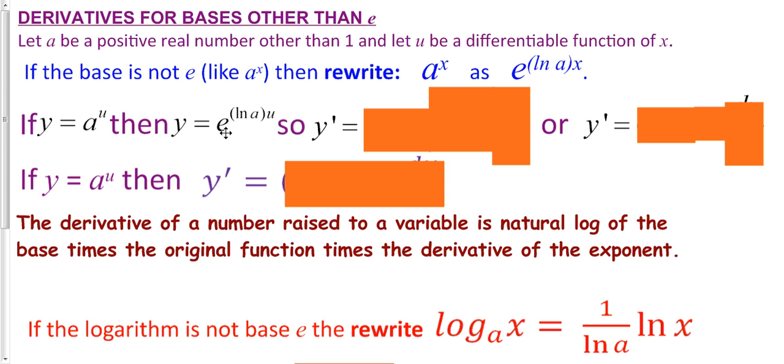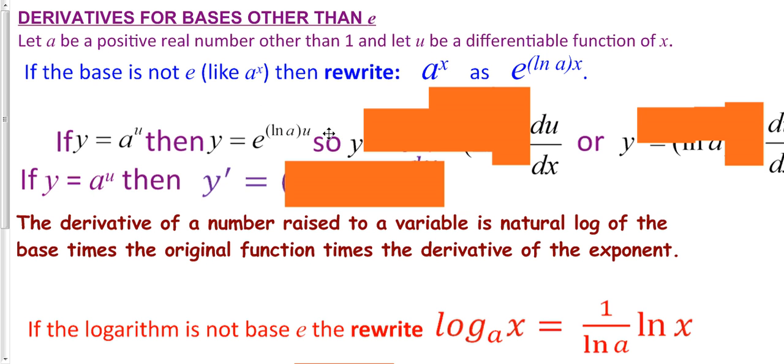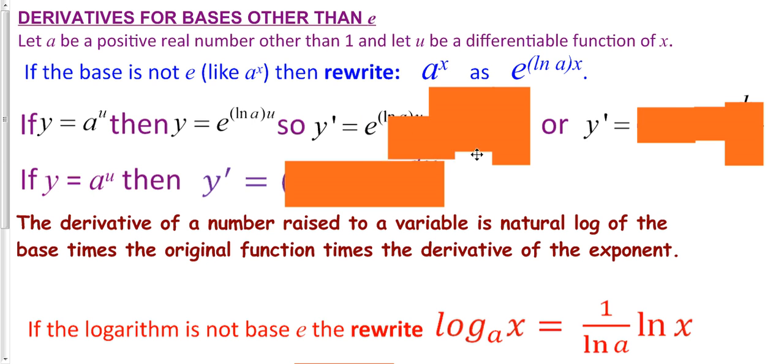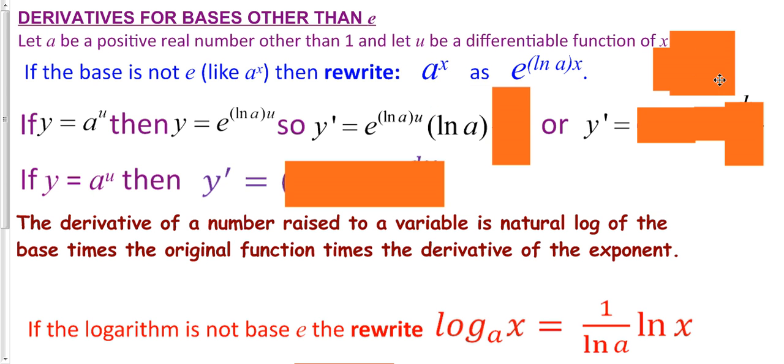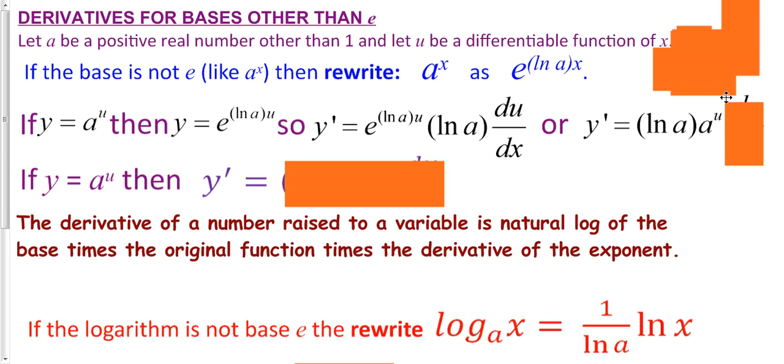Now we have it as base e. So remember, with that, we're still going to have this hanging around. And then we're going to have to multiply it by the derivative of the exponent. So we're going to have the natural log of a hanging around. And then we got to multiply it by the derivative of u, which would be du over dx. But remember, this e to the ln of a is really just a, so it's just what we started out with, times the natural log of our base, times the derivative of the exponent.